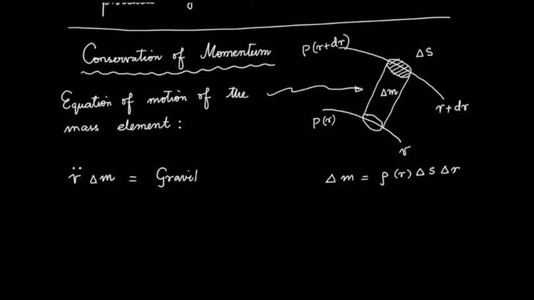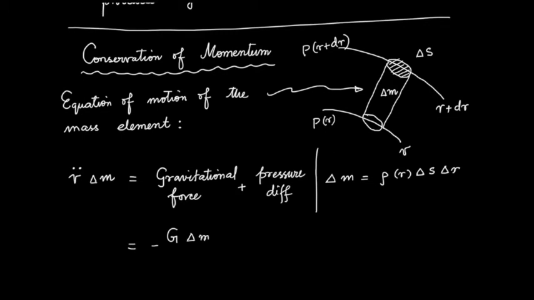One is gravitational, and the other force is because of pressure, or pressure difference to be exact. The gravitational force is easy to write down. It's minus G, that mass delta m, and it's because of all the masses inside that radius. This is coming from Gauss's law, and divided by r square.